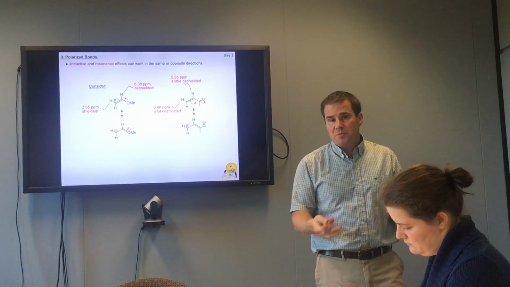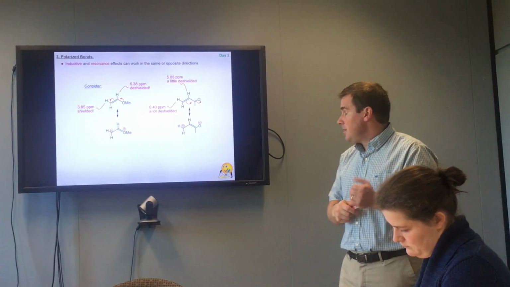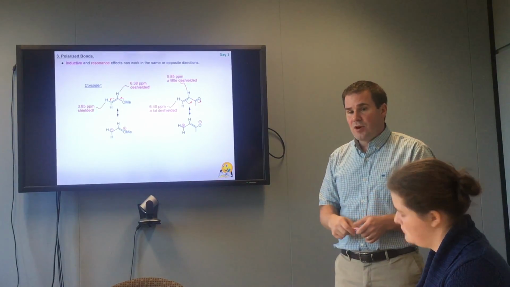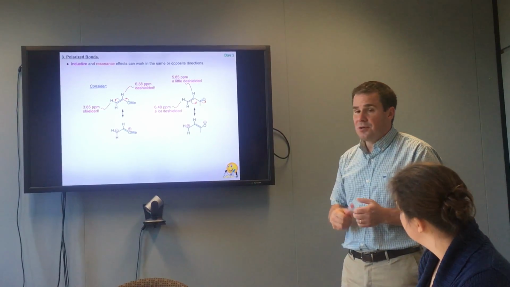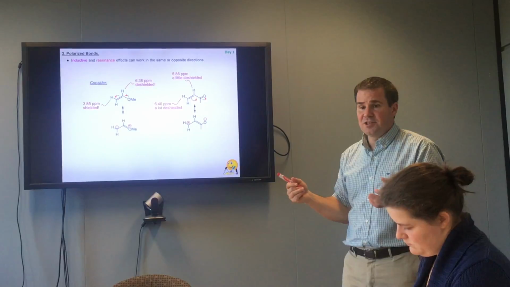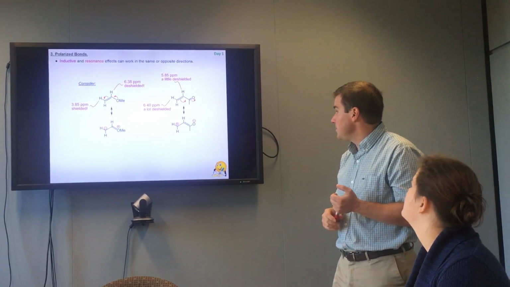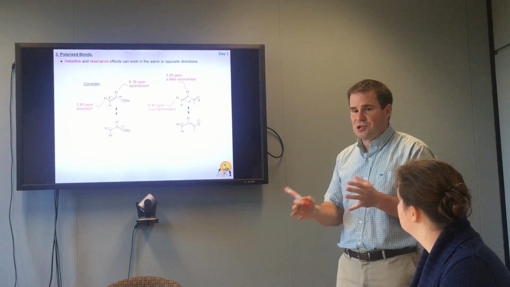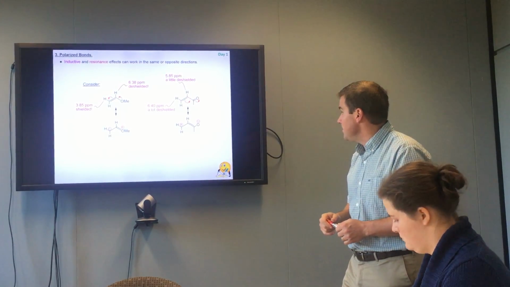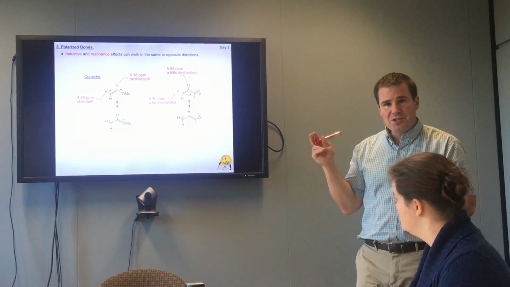So if we know simple resonance structures, we can draw an idea of what the properties of the molecule are going to be. We know a little bit about nucleophilicity and electrophilicity that allows us to predict the chemical shift directions, at least, if not necessarily the magnitude. Okay, does that make sense? Any questions about that?